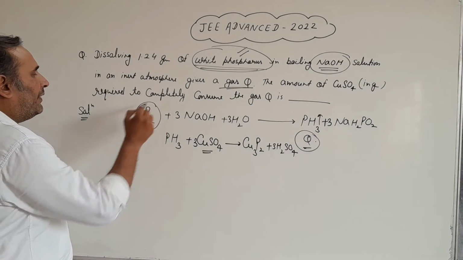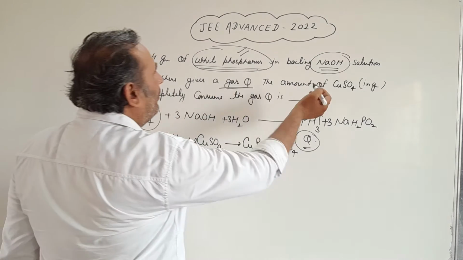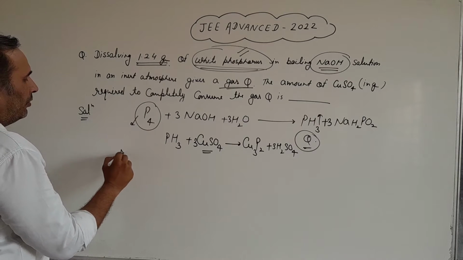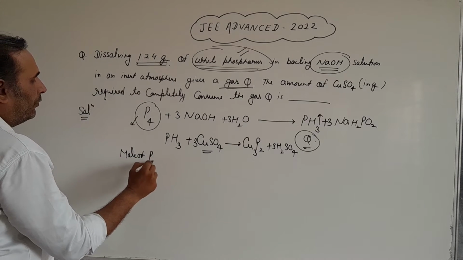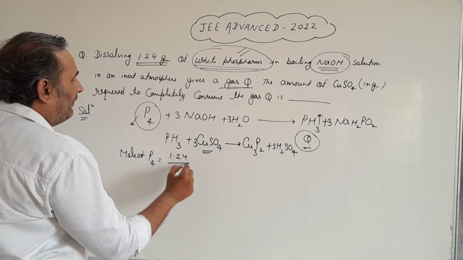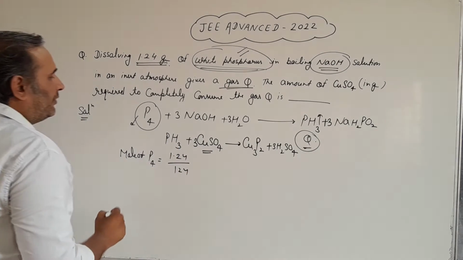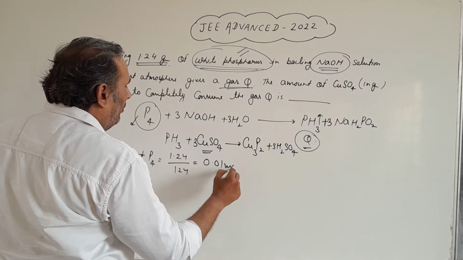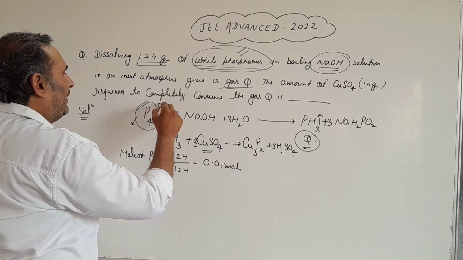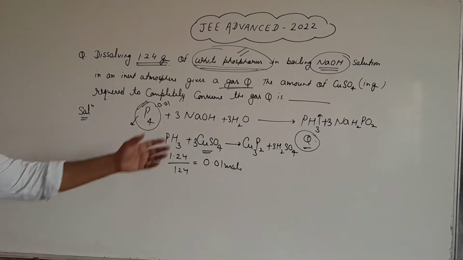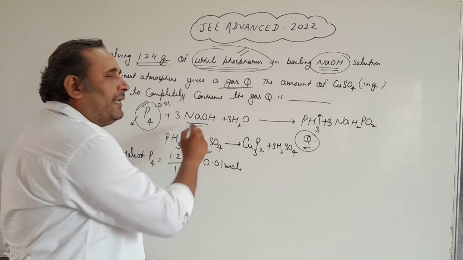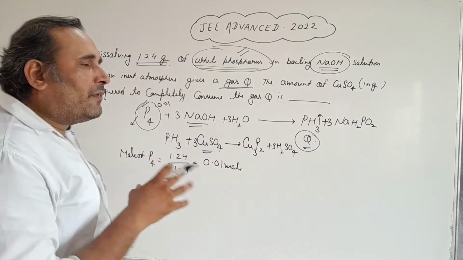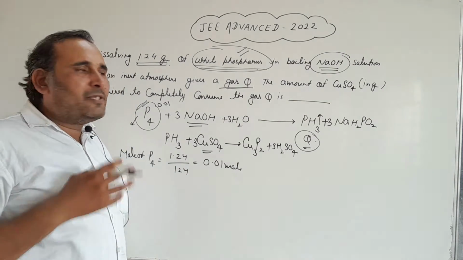How many moles of P4 are we taking? We are taking 1.24 gram of white phosphorus. So moles of P4 equals 1.24 divided by its molecular weight, which is 124. Ultimately we have 0.01 mole of P4. When it reacts with NaOH, because NaOH is taken in excess, white phosphorus is the limiting reagent and our product will be formed according to the limiting reagent, that is white phosphorus.